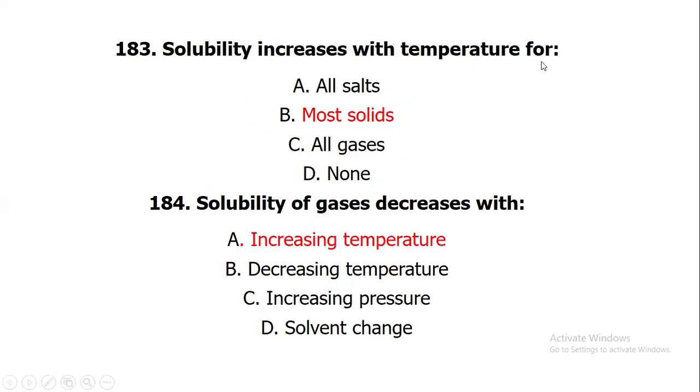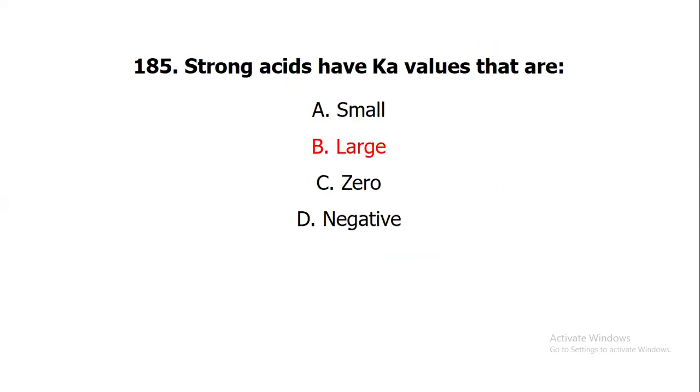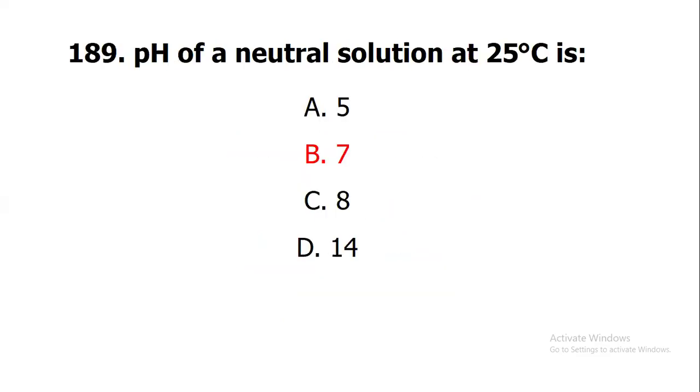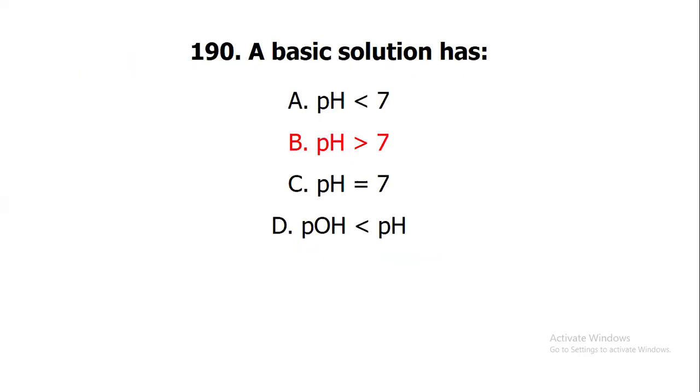Solubility increases with temperature for most solids. Solubility of gases decreases with increasing temperature. Strong acids have large K values. Ionic strength increases as concentration increases. Activity coefficient approaches 1 when solution is dilute. pH of neutral solution at 25 degrees Celsius is 7. A basic solution has pH greater than 7.